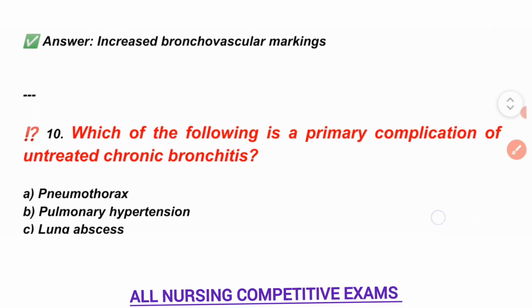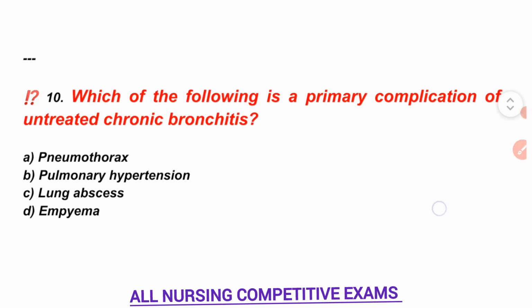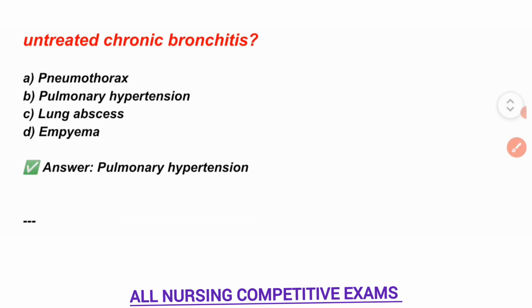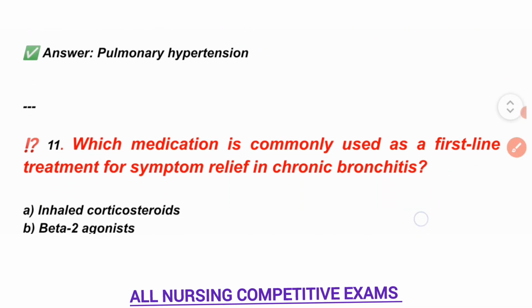Question number 10. Which of the following is a primary complication of untreated chronic bronchitis? The right answer is option B, pulmonary hypertension. Next question. Question number 11.